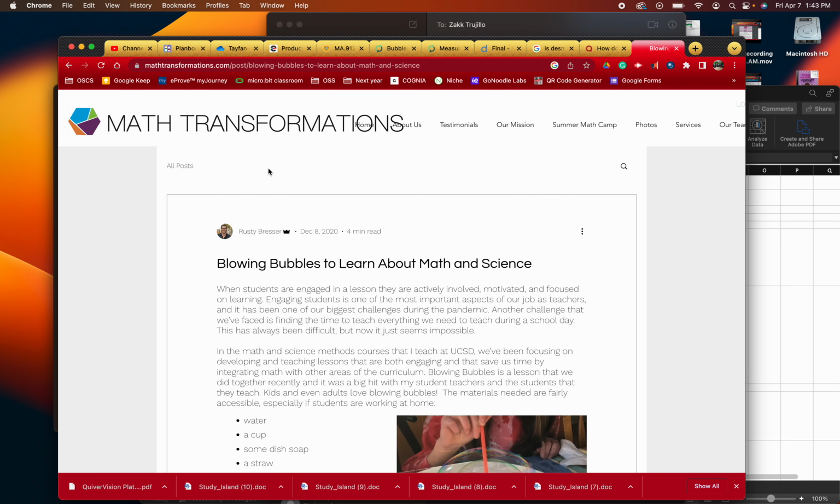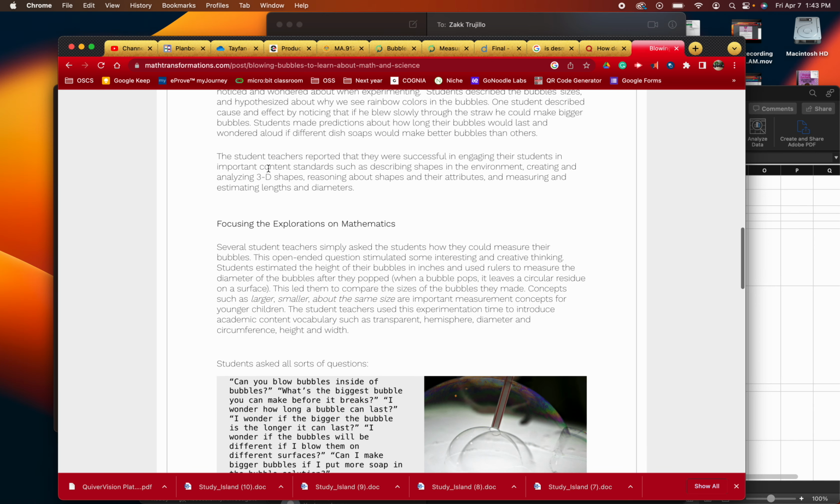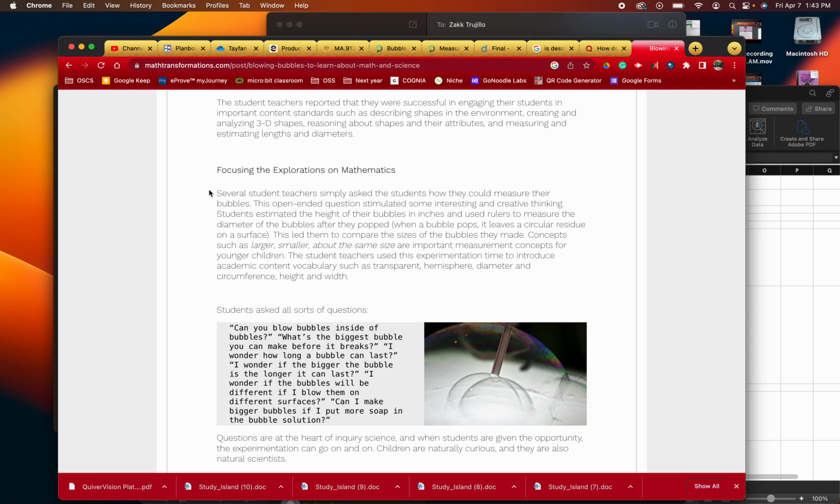This is from a site about math transformations, but down here it does talk about math in it. So some of them may be estimated heights versus with the ruler, looking at measuring the diameter. It leaves a residue on the desk, so it'll be able to measure that. Some of the concepts, this is about the younger kids, but for the older ones, diameter, circumference, height, width. I don't know if you want to do any of that.